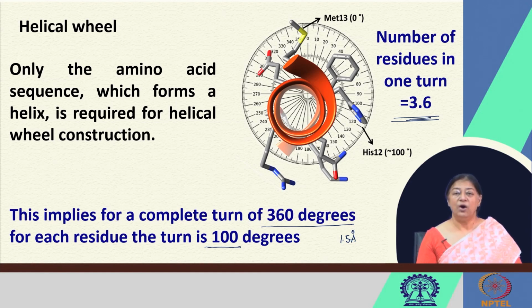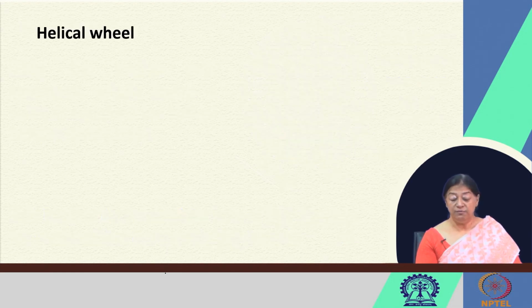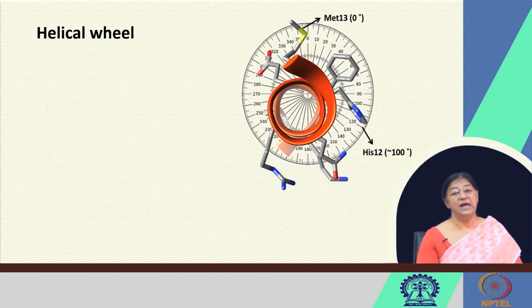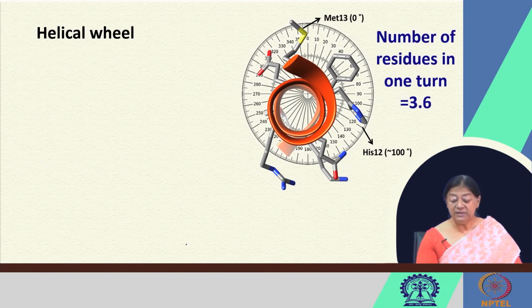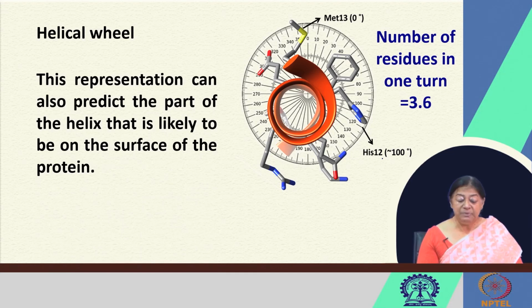Now look at the disposition of the side chains. They are all away from the helical axis. What do we mean by this? We mean that when we are looking down the helix, if we have a specific residue and we want to look at the location of the next residue in the helix, it is going to be 100 degrees away. So the representation can also predict which part of the helix is likely to be on the surface of the protein.